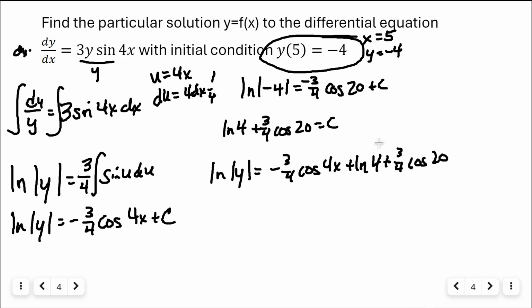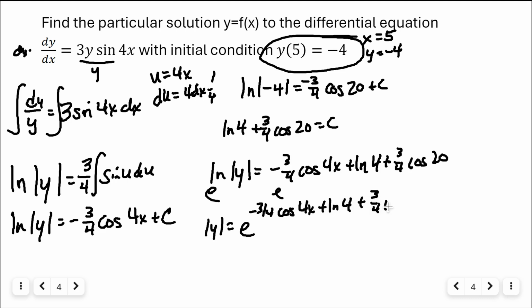Okay, now I got to solve this for y. So I have to exponentiate on both sides. I get the absolute value of y equals e to the -3/4 cosine 4x plus ln 4 plus 3/4 cosine 20.